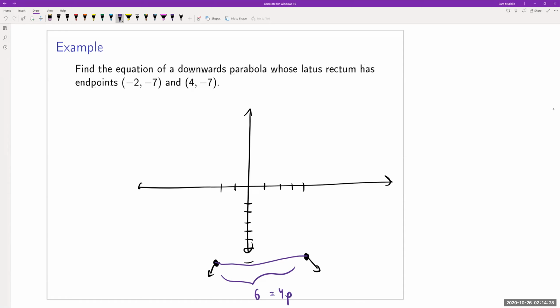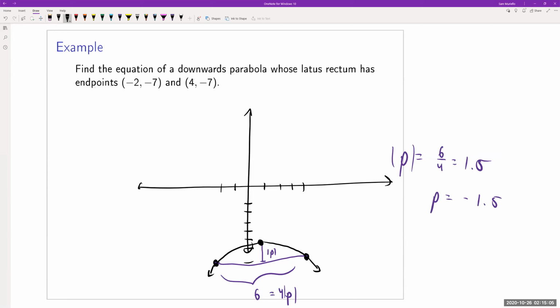This is our 4p. So really this is 4 times the absolute value of p. The absolute value of p is going to equal 6 over 4, or 1.5. Since it's downwards, that means that p is actually negative 1.5. That's going to end up being this distance here. We'll have a distance of 1.5, the absolute value of p. So this will be the starting point here, our vertex.